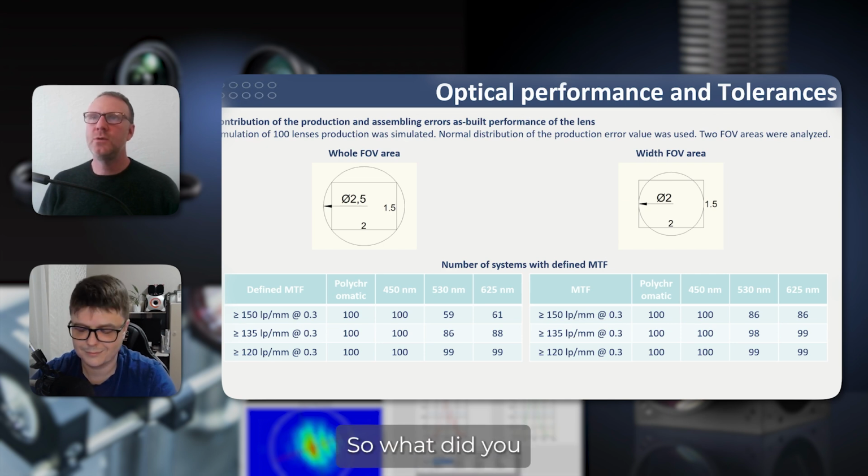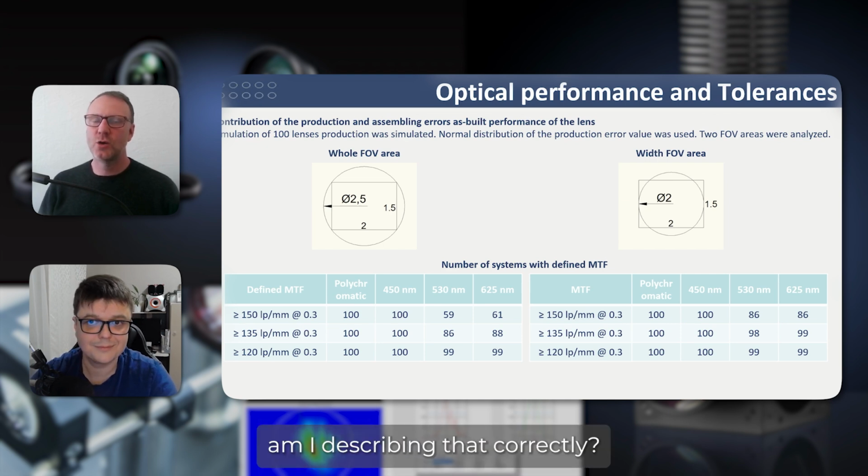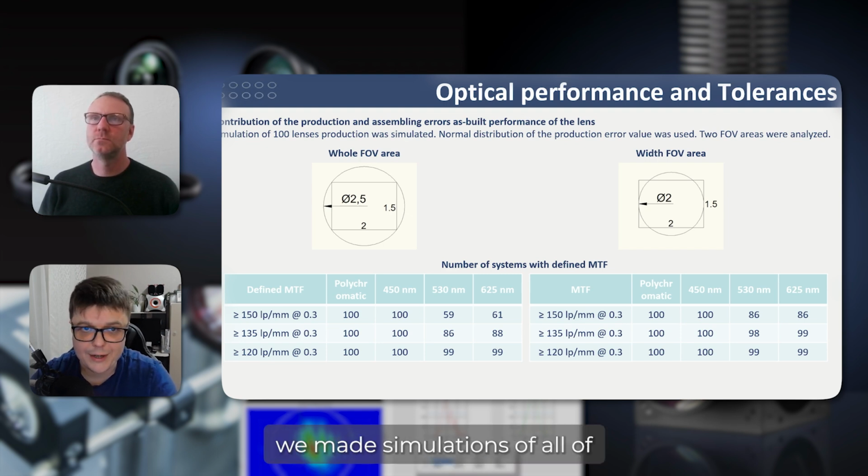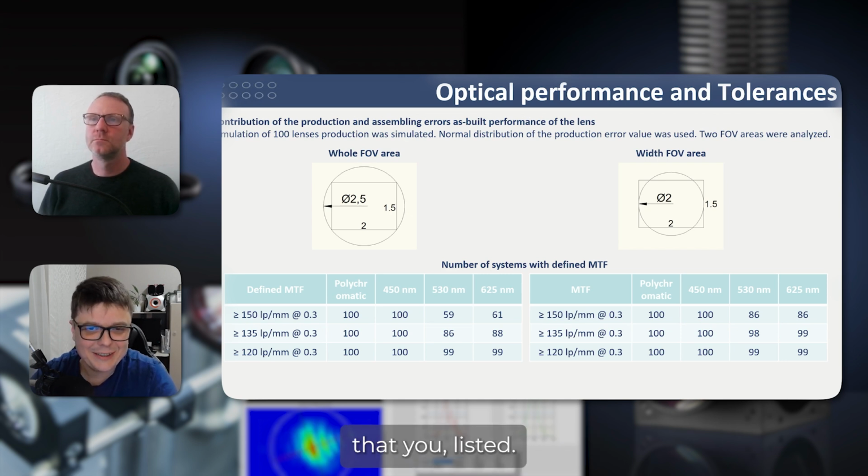So first of all, am I describing that correctly? And second of all, what did you do to answer that question? We made simulations of all of the tolerances that you listed. We use a special function of the optical software that allows us to simulate a production process, where the possibility to make some error in production is provided in the virtual model.